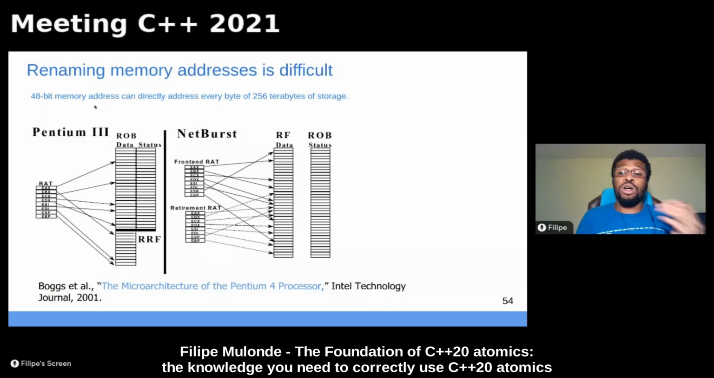And if we try to use indirection when renaming memory addresses, well, we will need a structure with 256 terabytes of entries, because each entry will be 1 byte. And we cannot have that inside of a pipeline. So that's one of the reasons why renaming memory addresses is difficult, because we cannot use indirection. And I encourage you to watch my talk to really understand this.